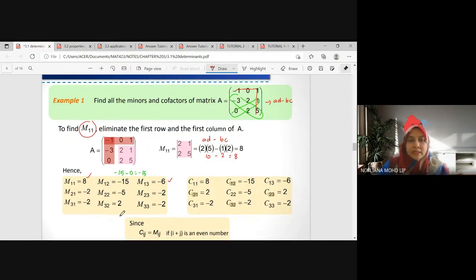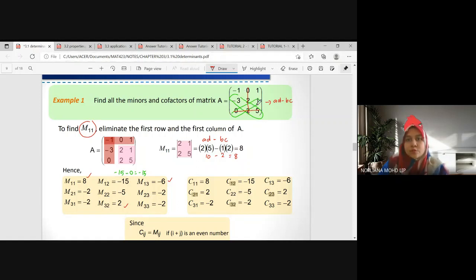Okay, same method lah. We use the same method to find all these minors. Okay, contoh kita tengok ni lah. Example M32. So for M32 we eliminate the third row and second column. Then we find the determinant.